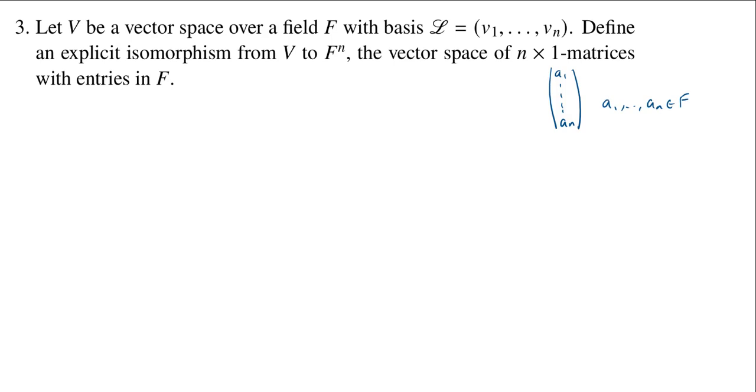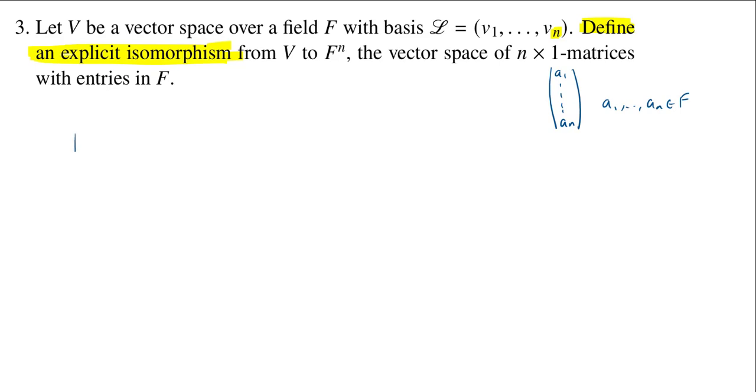All right, so define an explicit isomorphism. Now, we should know right off the bat that they are isomorphic. Why? Because V has a basis of length n. So the dimension of V is n. And Fn is an n-dimensional vector space. And two vector spaces with the same finite dimension are isomorphic. But this doesn't say to prove that they're isomorphic. It says to define an explicit isomorphism. So that means we need to actually give a linear map, which is injective and surjective.